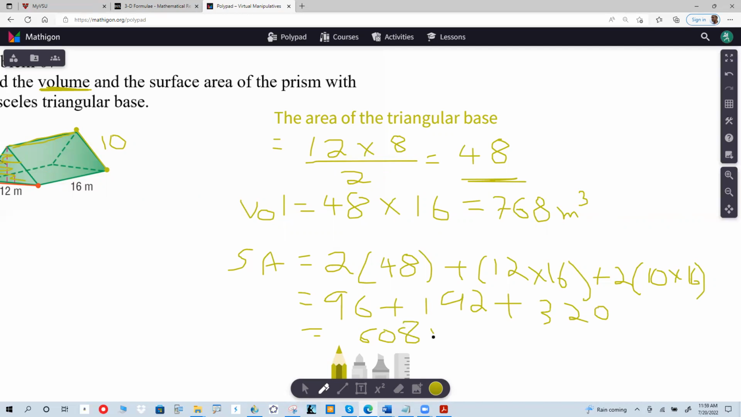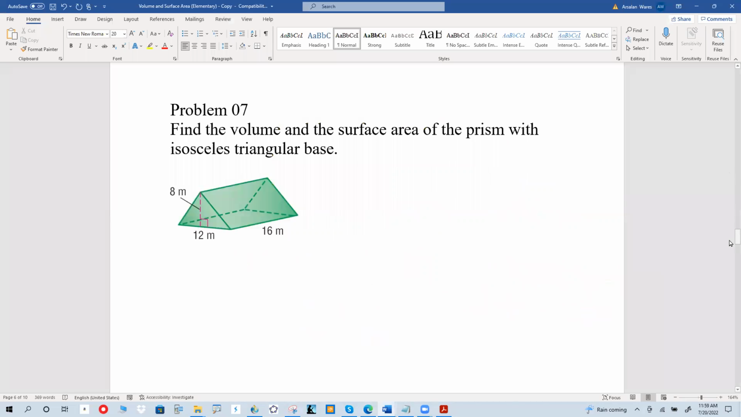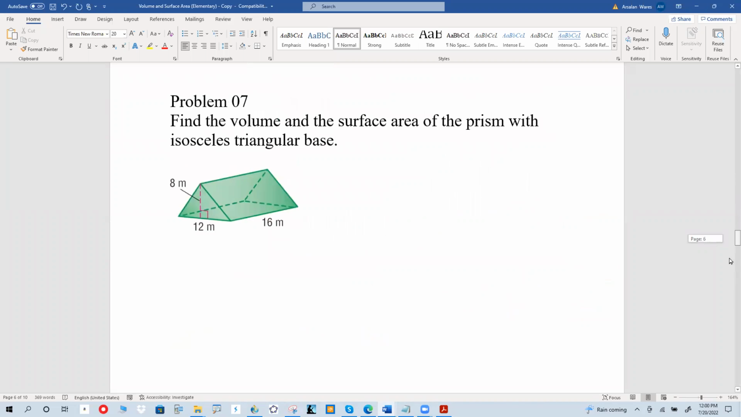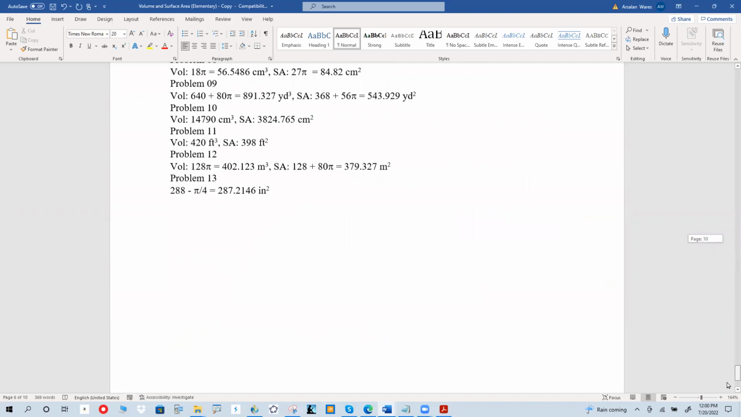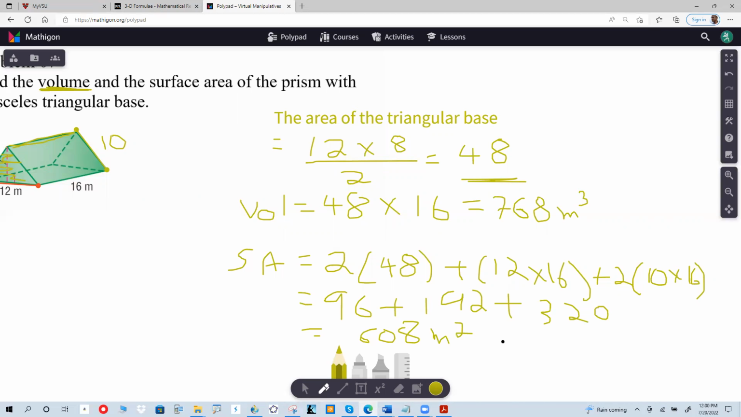meters squared. Now let's go ahead and check our answers. This was 7. 608, 768. That sounds good. Both are correct.